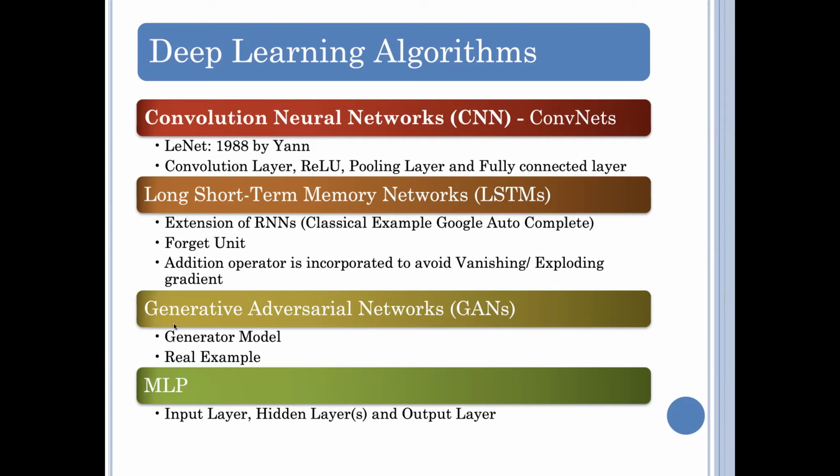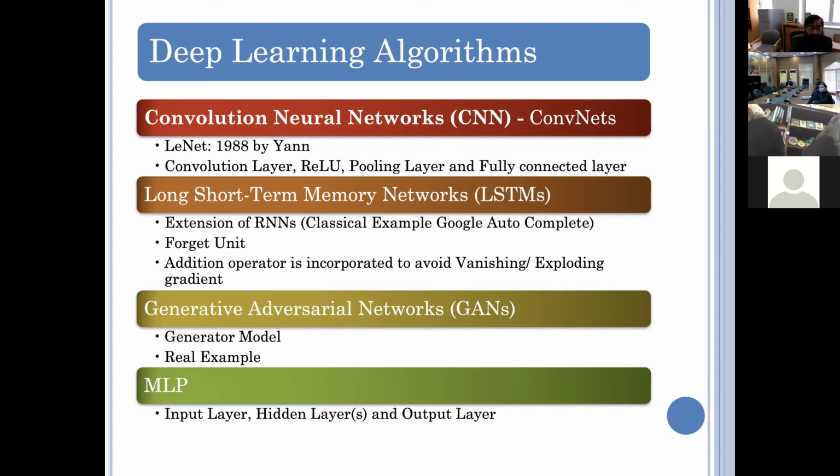There is another thing you probably know, that is generative adversarial networks. Here we have a generator model, and we have some real examples and some fake examples, and then we generate something. You have probably heard of the website 'The Person Does Not Exist'. They have generated a lot of fake images. Those persons don't exist in real life. So you can use GAN.